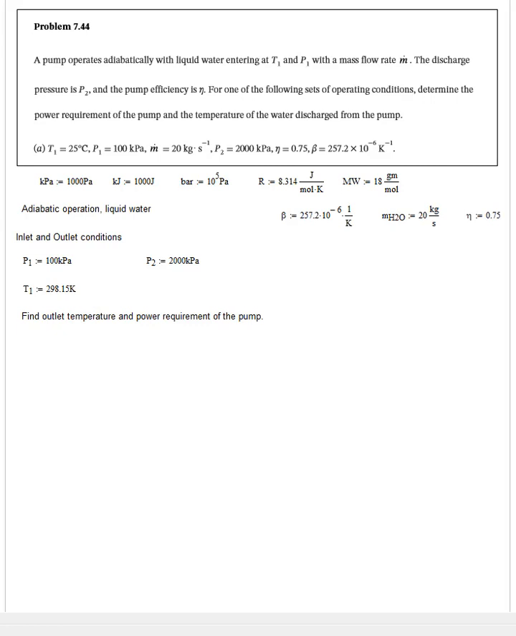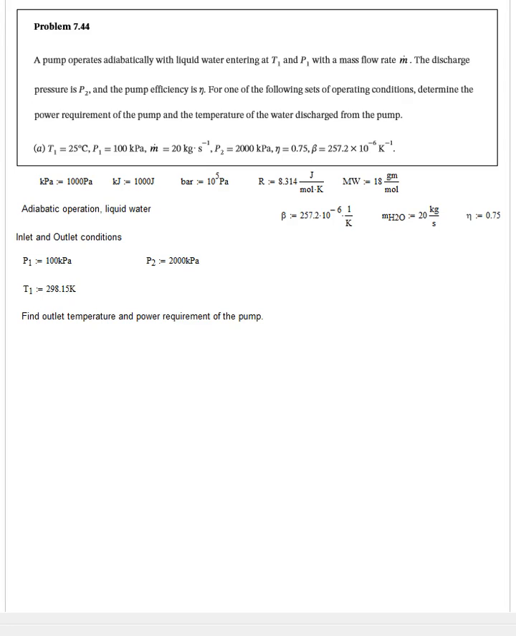This is problem 7.44 in Smith Van Ness, 8th edition. In this problem, we've got a pump that's operating adiabatically, and the fluid is liquid water. Given a number of conditions, we're going to look at the first condition. We've got T1 and P1 entering. We've got a mass flow rate of 20 kilograms per second.